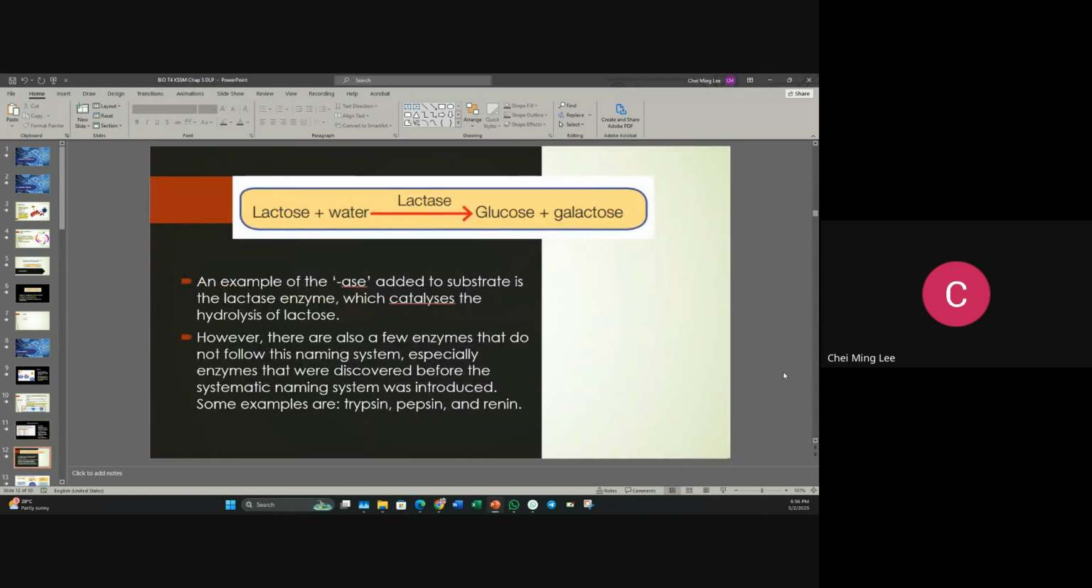Okay. All right. Now, for example, the lactose and water, and then with lactase enzyme, you are able to create glucose and galactose through hydrolysis, because there's water. Means that in the process, the reactant, or we call the substrate, needs water. However, there are some of the enzymes that do not follow. Like I said just now, the pepsin and rennin. They are not following the naming system.